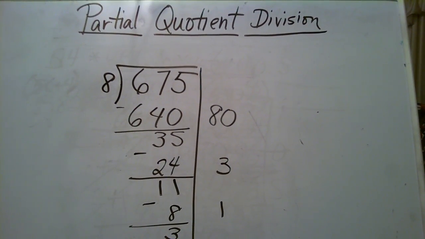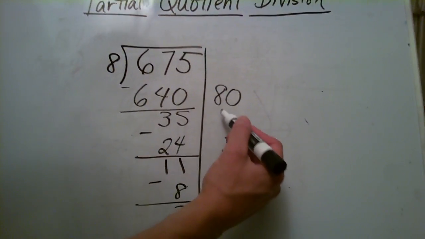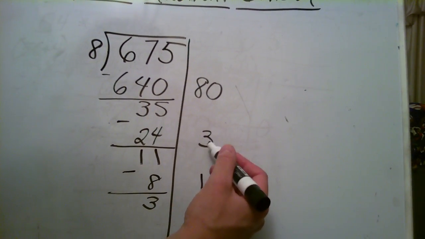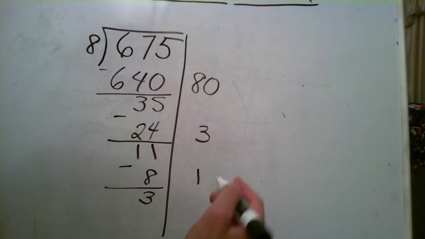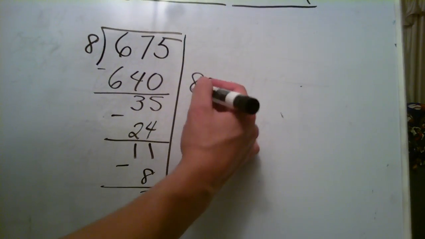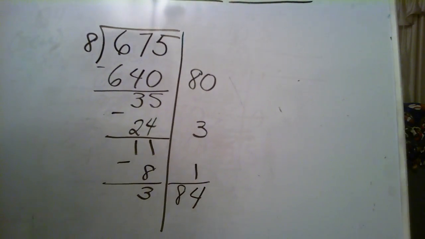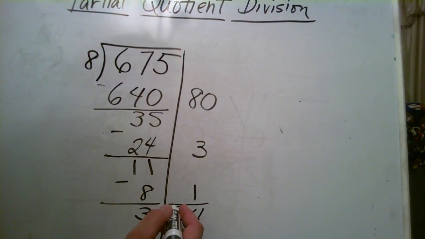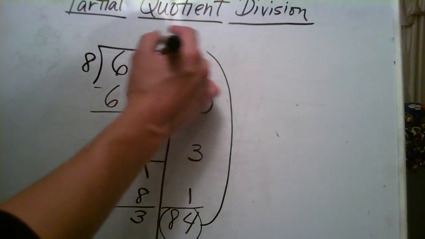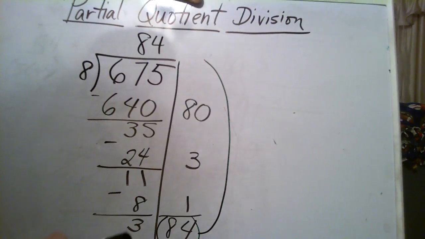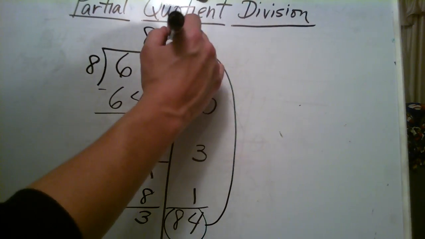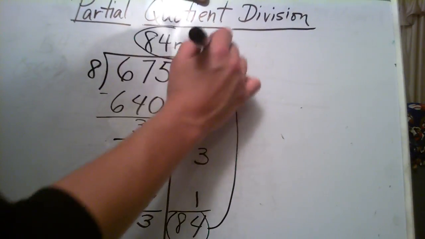So now all I need to do is add up my columns over here. So I have 80 plus 0 plus 3 plus 1 is 4. And then 8 plus nothing is 8. I take my 84, I bring it up here. So I have 84, and my remainder, which is right here. So I have an 84 remainder of 3 for my final answer.